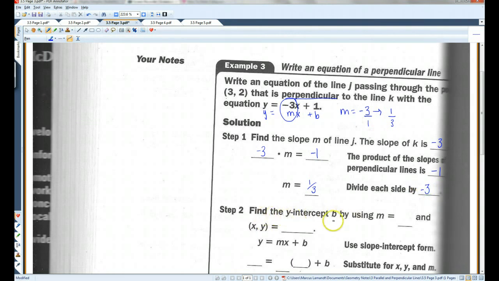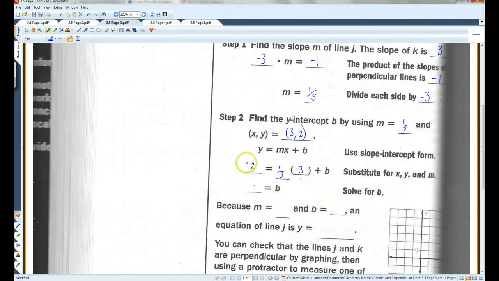Alright, we're going to find the y-intercept b by using m equals 1/3, and x, y, we're given our x, y here. y is 2, m is 1/3, x is 3. I substitute for x, y, and m. Once again, they don't really give you much room, so I'm going to add a step over here. We have 2 equals 1/3 of 3 is 1, plus b. Subtract 1 from both sides. b equals 1. Because m equals 1/3 and b equals 1, an equation of the line J is y equals mx plus b.